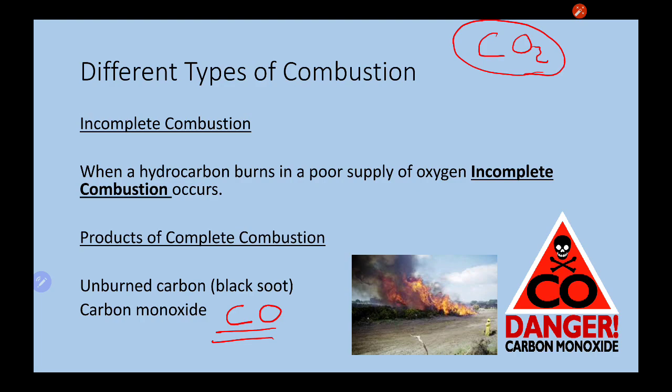So, two different types of combustion. Complete combustion is when we've got a lot of oxygen and we get carbon dioxide and we get water out. Incomplete combustion is where we've not got a lot of oxygen, and so we get this unburnt carbon, this black soot, and carbon monoxide, this very dangerous poisonous gas.